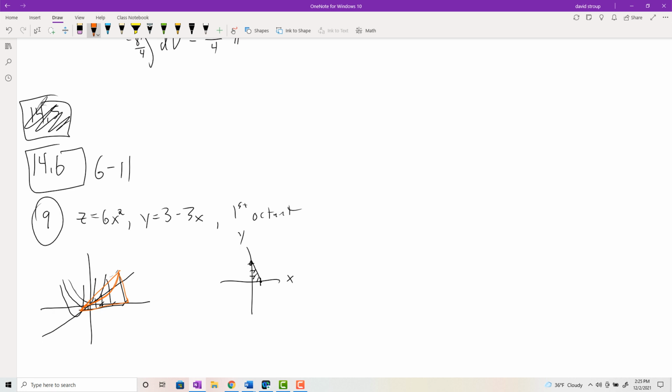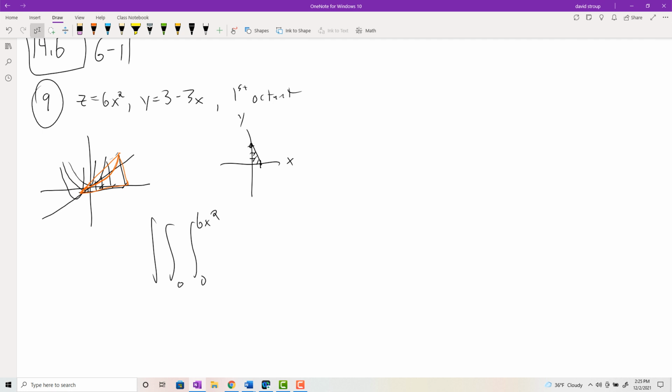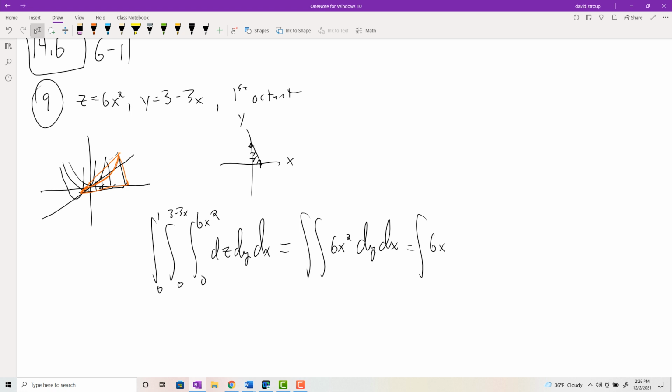Something like that. So anyways, for our integral, I always go surface to surface, curve to curve, point to point. So surface to surface, 0 to 6x squared. Curve to curve is 0 to 3 minus 3x. And then point to point, 0 to 1 in x. So dz, dy, dx. Evaluating, I'll have z, dy, dx. Substituting in 6x squared for z, you get 6x squared dy dx. Then integrate with respect to y, so you get 6x squared times y, and substituting in the limit there, 3 minus 3x.